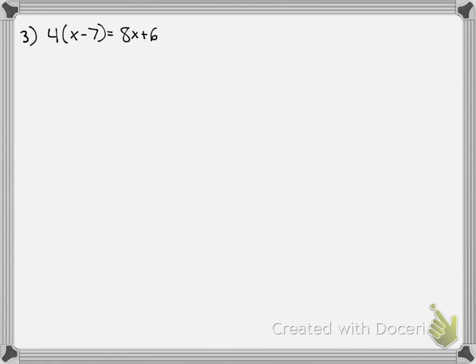Okay, let's look at one more, and then I'm going to have you try a few. So in this one, we're going to have to use the distributive property. And what that says is A times B plus C is the same thing as AB plus AC. Okay, we can distribute that A to both terms. So let's look at this one. We need to distribute the 4 to both terms here. So we have 4x minus 7 times 4, which is 28, equals 8x plus 6.